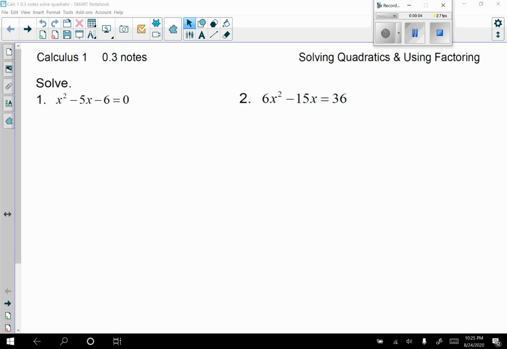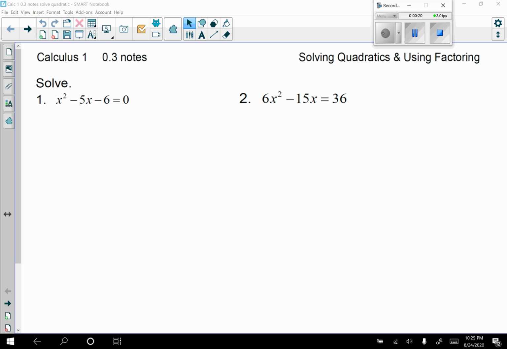Hello, Calculus 1, our first remote learning notes. Follow along with your note page as we go, answer the questions that show up, and you'll be good with these notes. So, reviewing today, solving quadratics and using the factoring that we were doing.